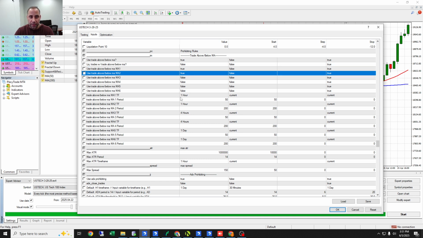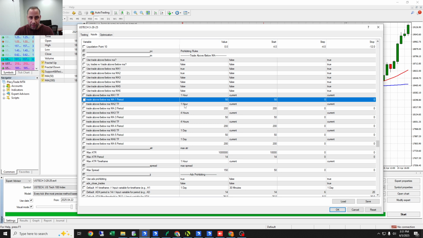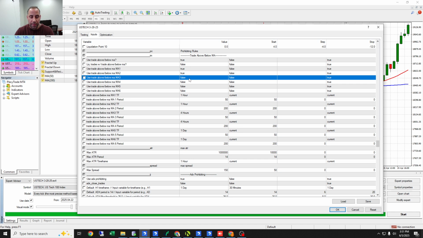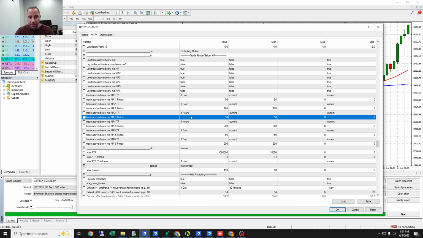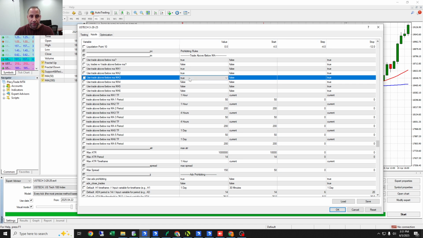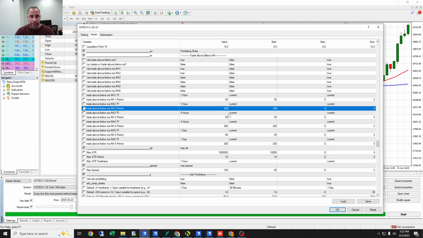Now these MAs are customizable. We can change them. So this is MA1. It's the 1 hour 50 and the 1 hour 200. So if we turned MA3 to true, this would now consider the 4 hour 50. So we can change these values. We can make them any time frame we want. For right now, for this example, we'll just show you the MA1, MA2, which is the 50 and 200 on the 1 hour time frame.